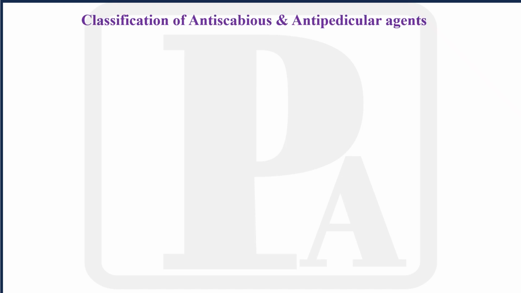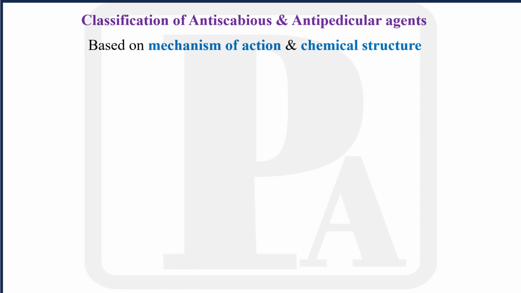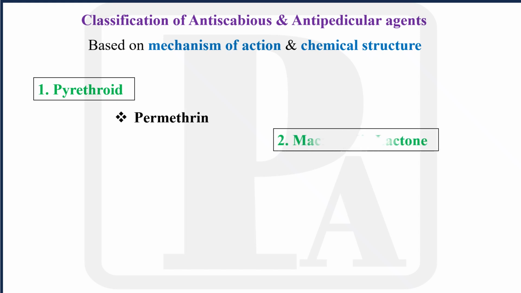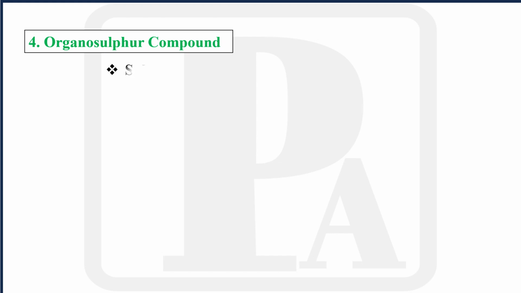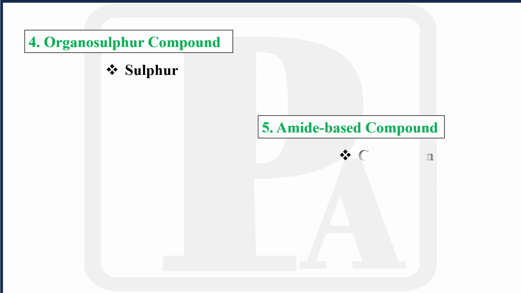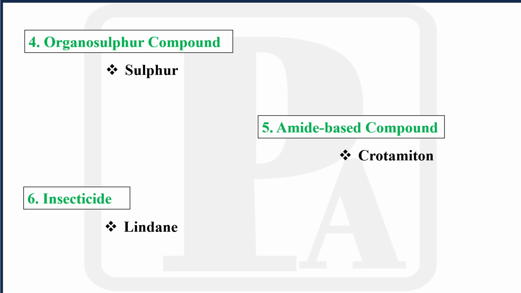Now we'll see the classification of antiscabious and antipedicular agents. Based on the mechanism of action and chemical structure, we have 6 classes. First is pyrethroid. Example is permethrin. Then macrocyclic lactone. Example is ivermectin. Third is benzyl compound, that is benzyl benzoate. Then the fourth is organosulfur compound. Example is sulfur. Then amide based compound. Example is crotamiton. Last is insecticide. Example is lindane.